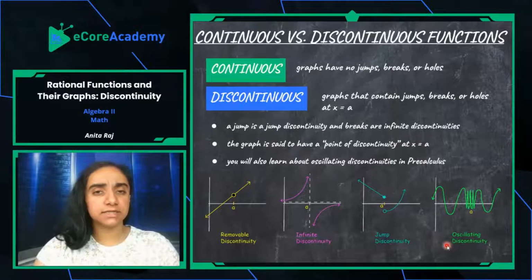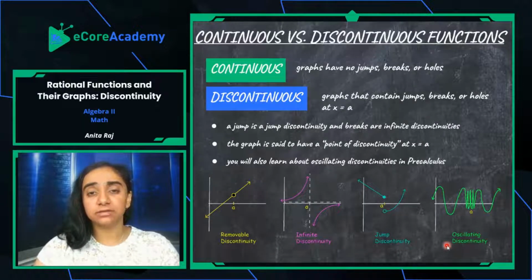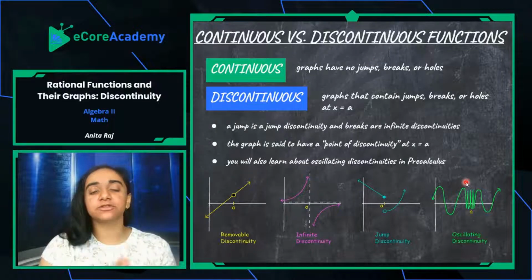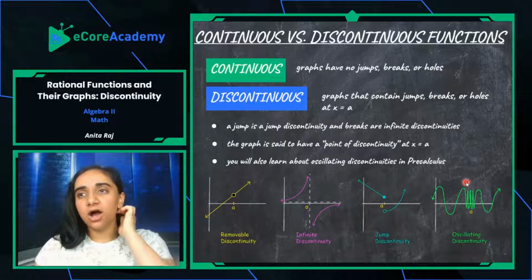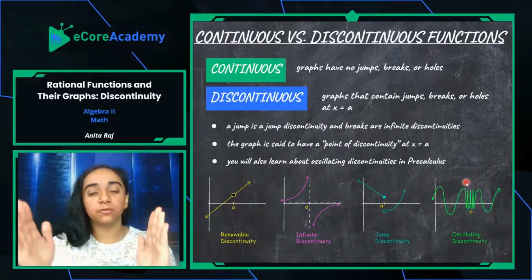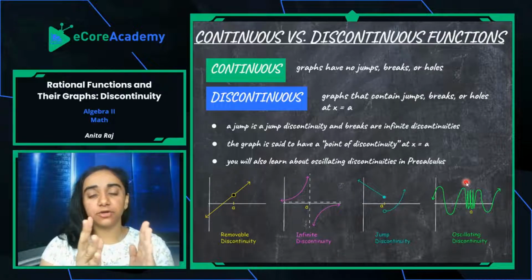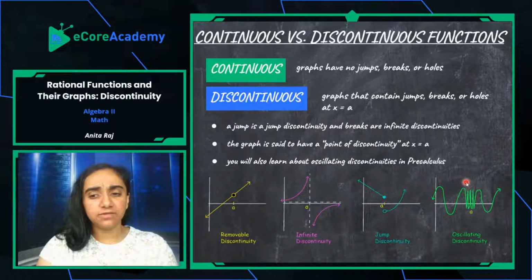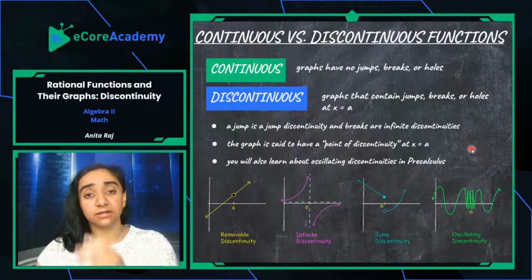And when you have an oscillating discontinuity, what happens is the function is approaching two different values simultaneously. So as you can see, there's a bunch of different waves clumped together. It's almost like a high frequency radio or a wavelength. So they're all clumped together, really close together. So you can't even tell what value, what y-coordinate corresponds to the x-coordinate a. So because you can't tell, this is another kind of discontinuity.